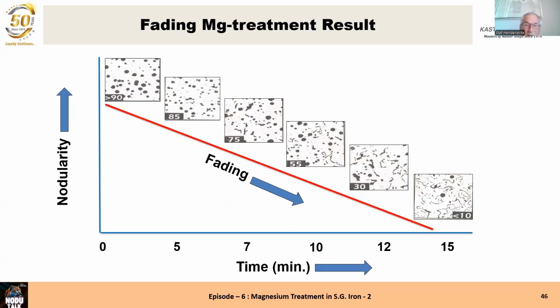The fading between the treatment and the transport to the mold, and for very big castings you still have some fading inside the mold, but not that much. And you can see the longer you wait, this is just an example, let's say after 5 minutes, perfect ductile iron, and after 15 minutes you have nodularity lower than 10%. This is extreme, but it gives you an idea.